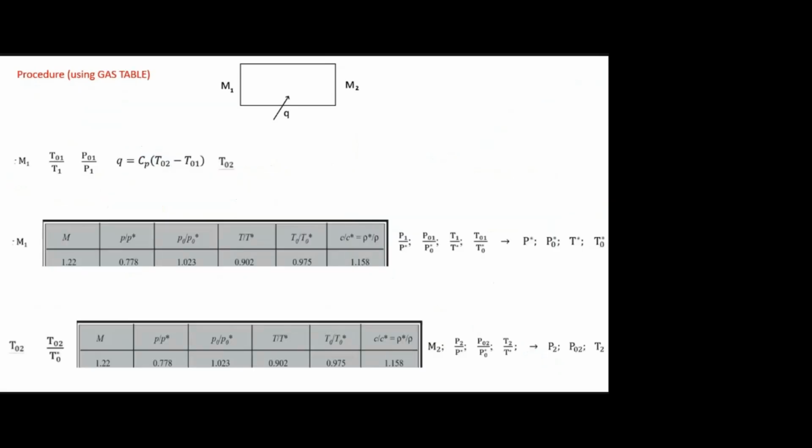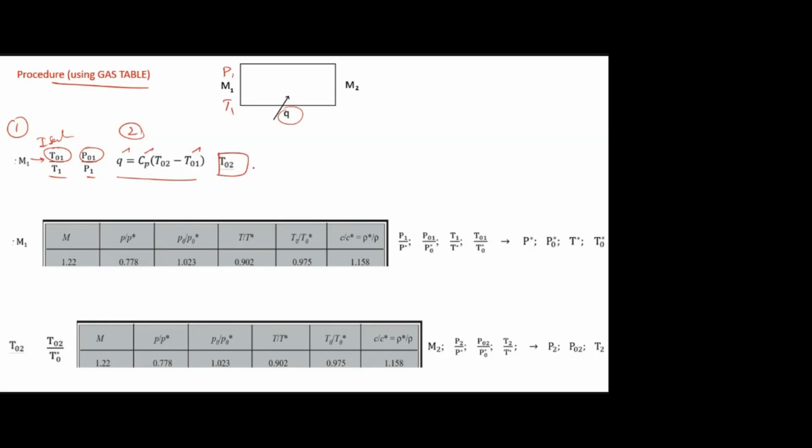Now we will come to the gas table, how to solve the problem. Again, the first two steps are the same. They will give M1, P1, T1, and also the Q value. Your first step should be, for that M1, go to the isentropic table and find these two ratios. M1, T1, P1 are known, so you can find T01, P01. Then second step, using this Q formula, you know T01, Q, Cp, etc., so you can find T02.